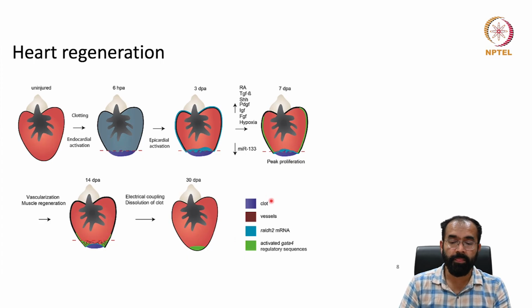contribute in contraction. So the blue color is the clot, as you can see here, and the brown color is the blood vessels that you can see here, and RALDH2 mRNA is this sky green color. So you can see here its expression.